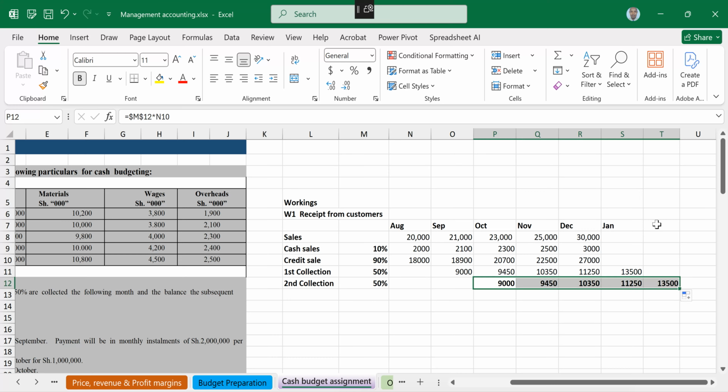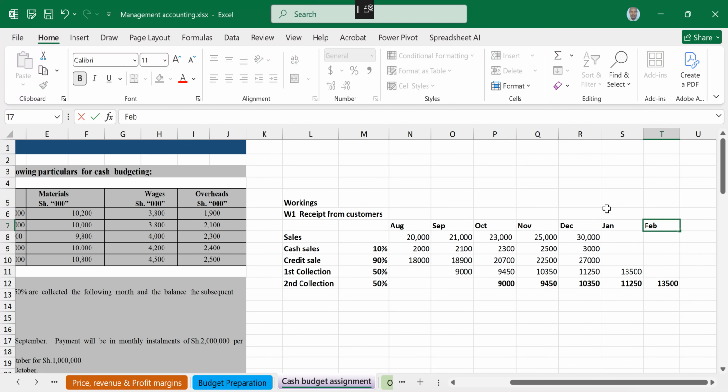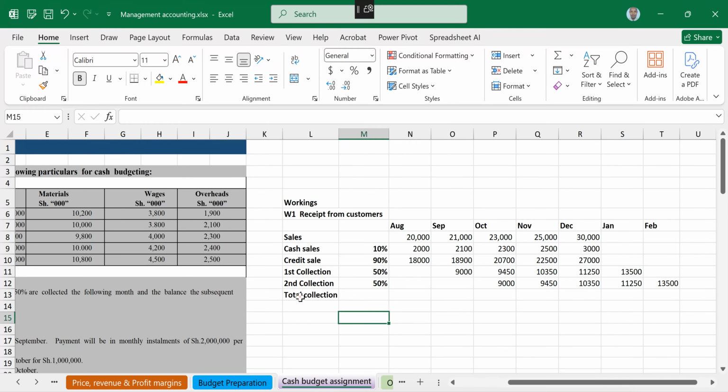So this moves all the way to February. Total collection. Total collection during the budget period. Total collection during the budget period only.